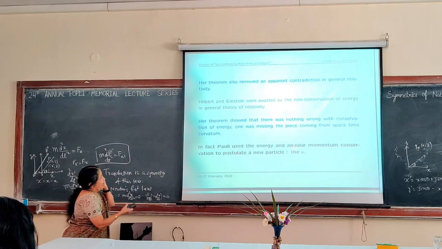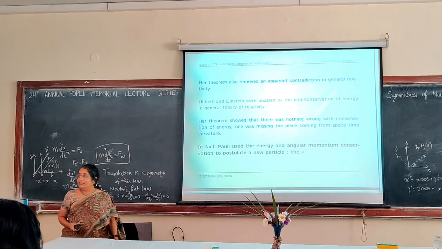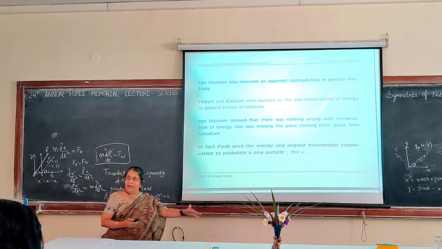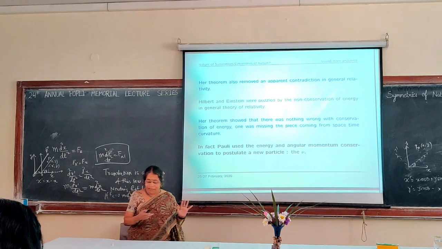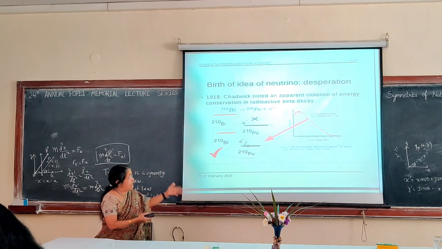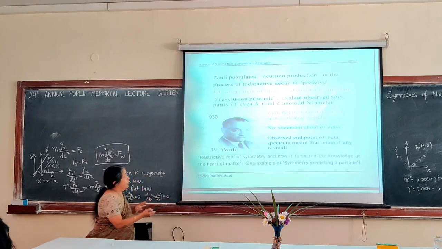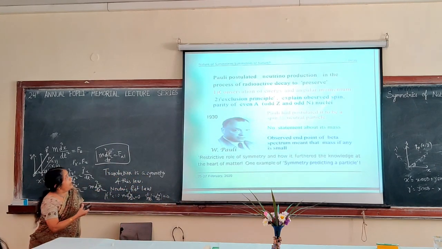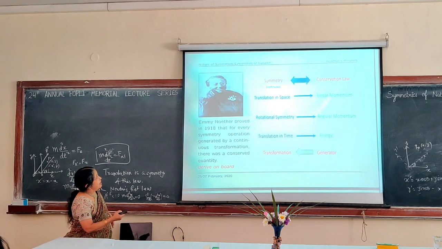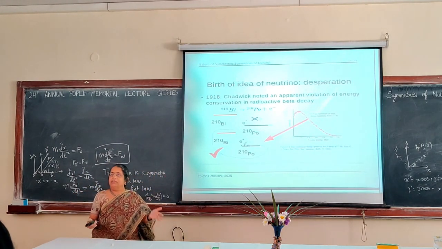In fact, Pauli used the energy and the angular momentum conservation to postulate a new particle, namely the neutrino. Now I'm shifting from general theory of relativity to a new phenomenon called beta decay, which I told you had this problem. There was apparent energy non-conservation. And as I said, even Bohr was ready to throw in the towel and say energy is not conserved. At which point, out of desperation, Pauli postulated that maybe it's not two particles, a third particle is produced and it carries away some energy.